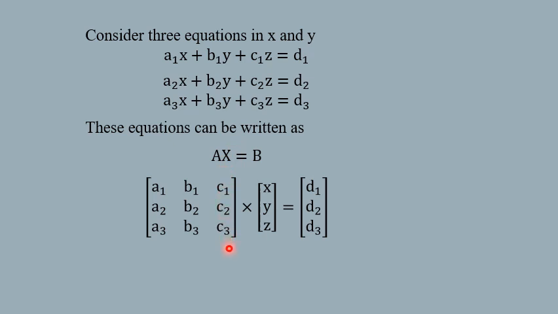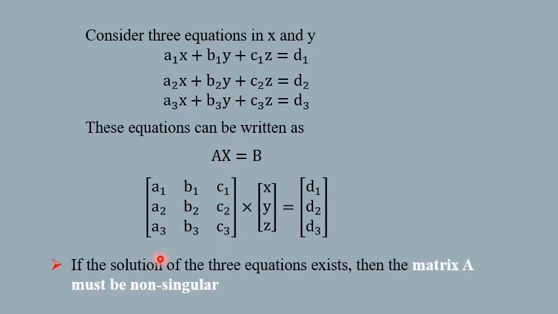elements placed in the third column are coefficients of z. So remember one point: if the solution of the three equations exists, then the matrix A must be non-singular. That means it is possible to find the inverse of matrix A. That means the solution of these equations exists if this matrix A is non-singular.